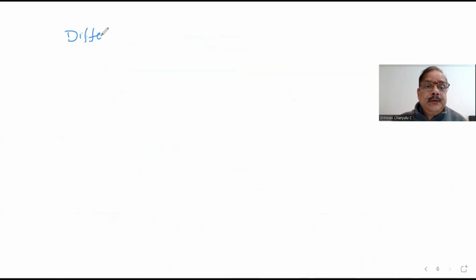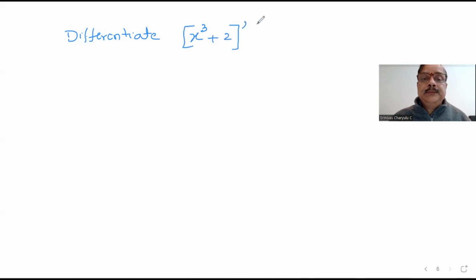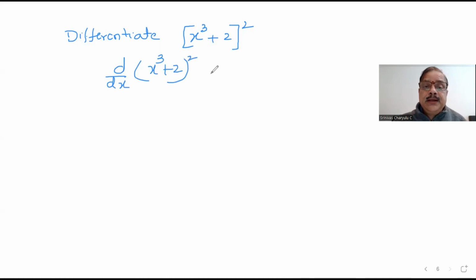Differentiate x cube plus 2 whole square. Let us say this is the function I gave. This is a composite function for us now. So how do we do it? First we do it for the power. So d by dx of x cube plus 2 whole square is equal to 2 into d by dx of x cube plus 2.